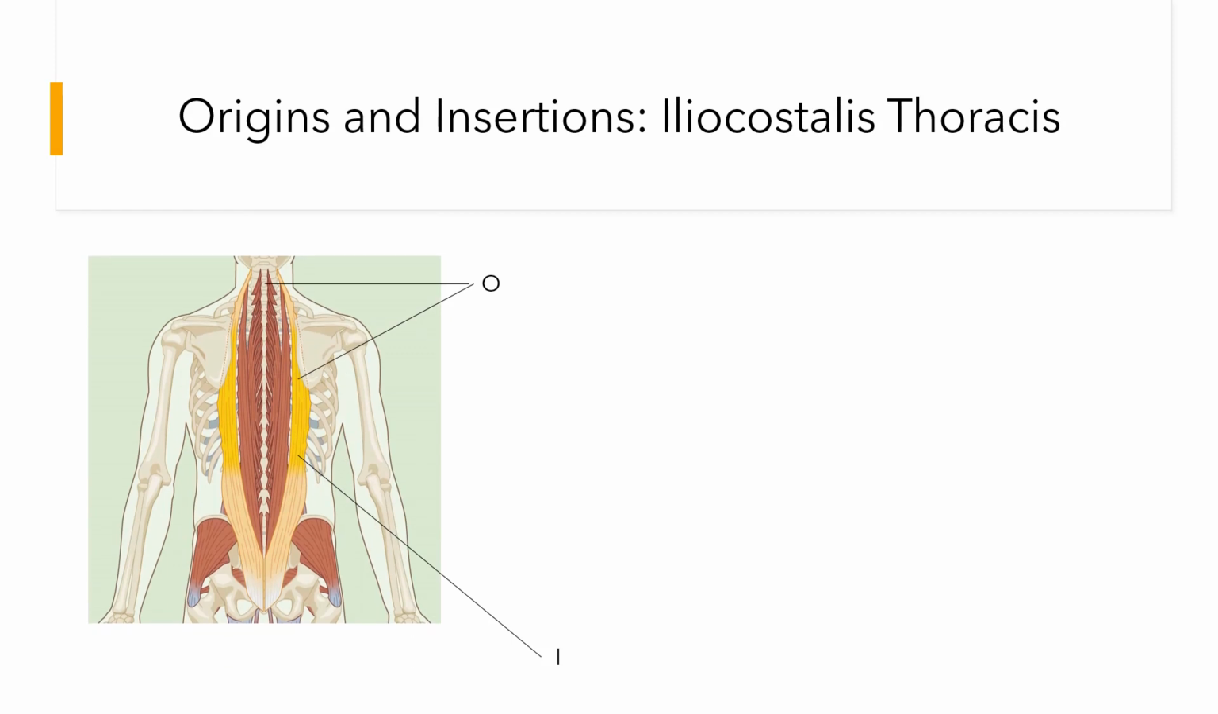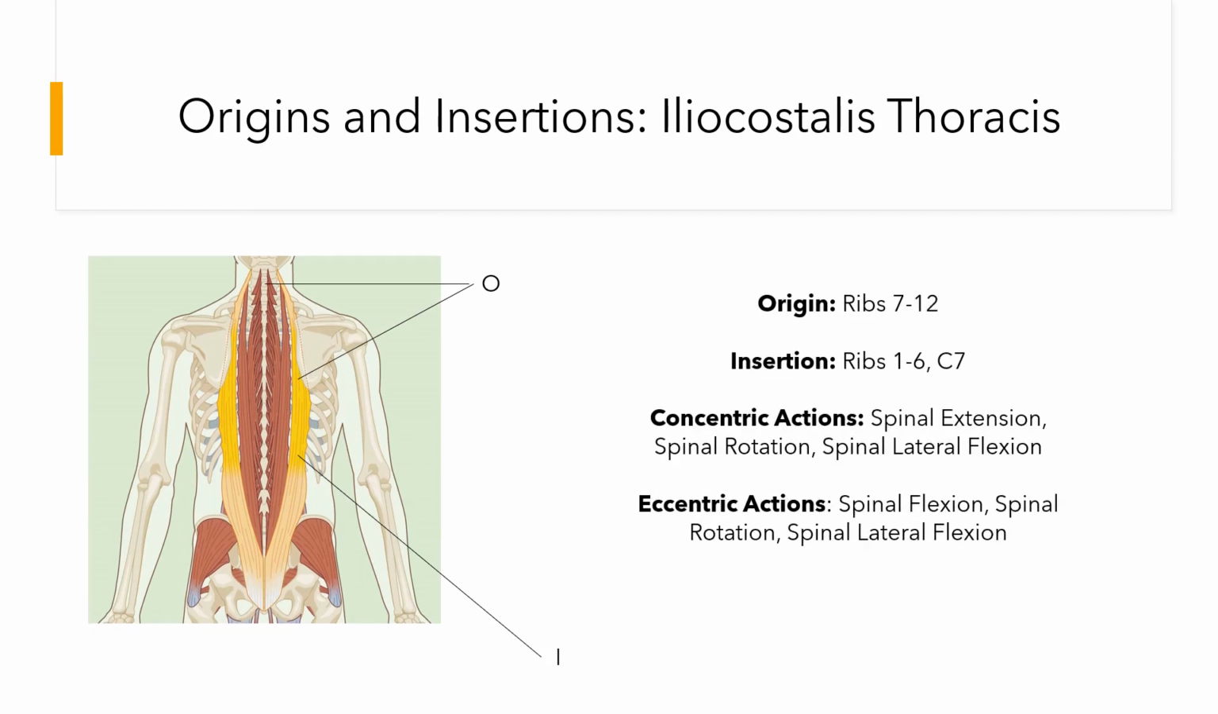Iliocostalis thoracis. So the clues in the name here: starts at the ilium, goes to the costals, up the thoracic. So originates ribs 7 to 12, as you can see, inserts into ribs 1 to 6 and C7. It's concentrically going to give you spinal extension, rotation, and lateral flexion.